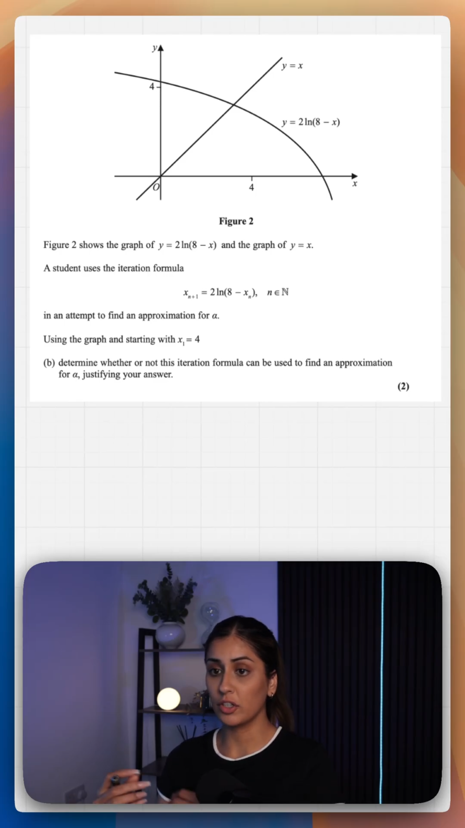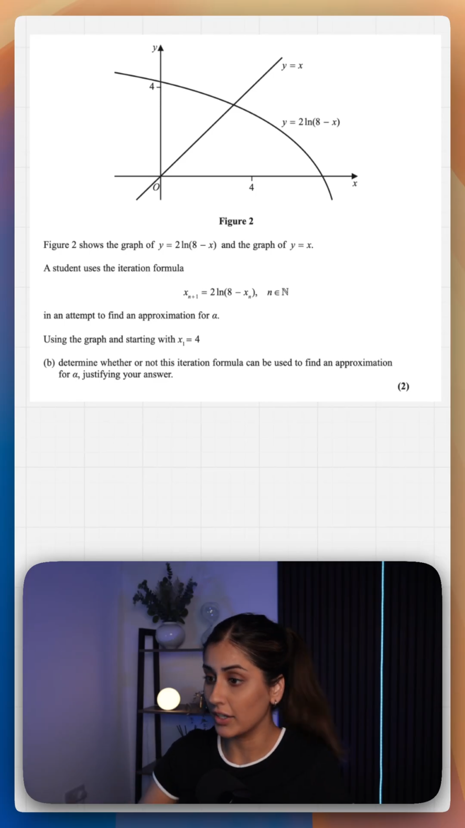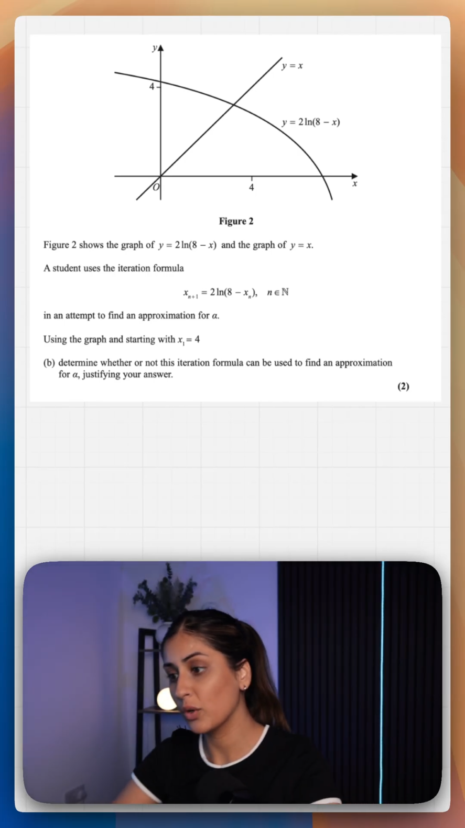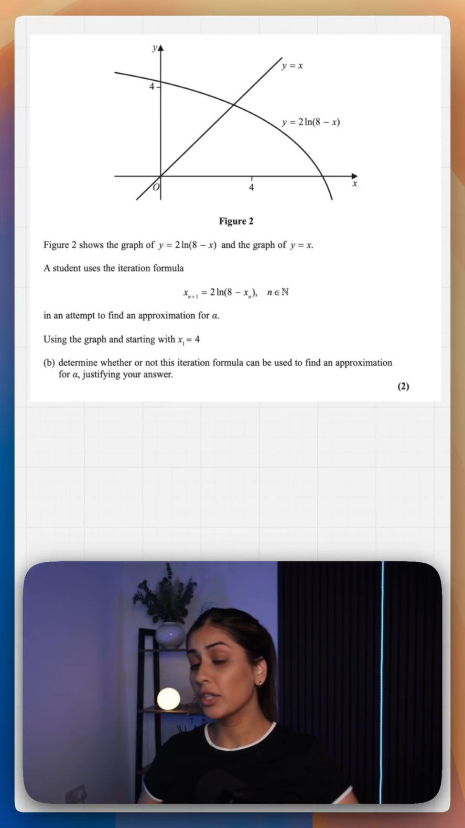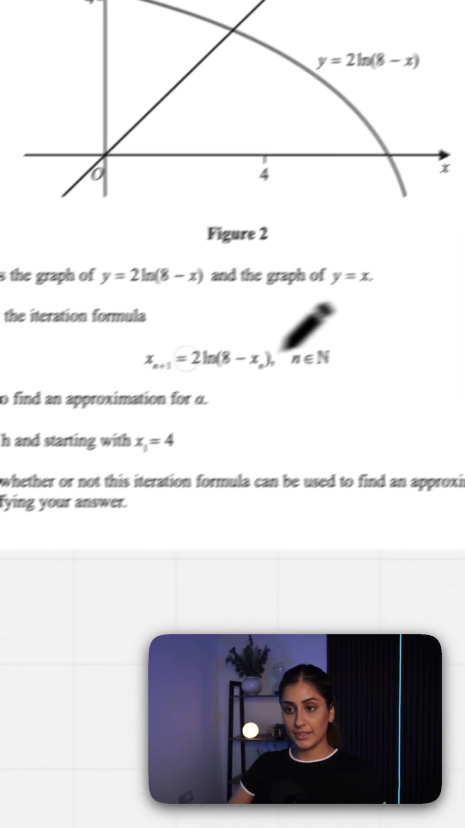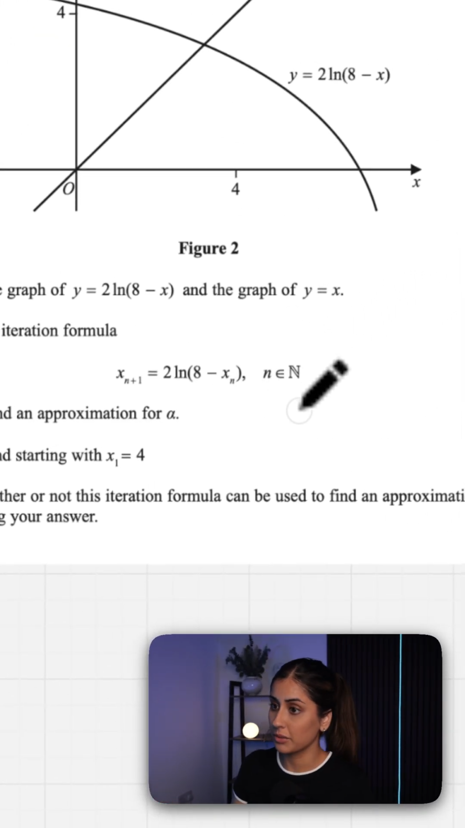Cobweb diagrams are a great way to visualize convergence. They show whether your sequence is pulled into a fixed point or whether it's pushed away. Now I'm going to show you how we can use this question and cobweb diagrams to find an approximation for our root. A student uses this iteration formula here to find an approximation for alpha.